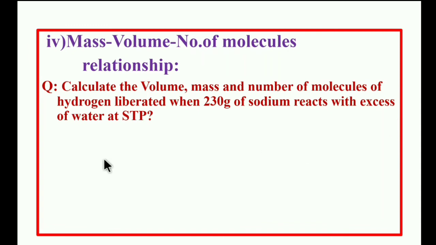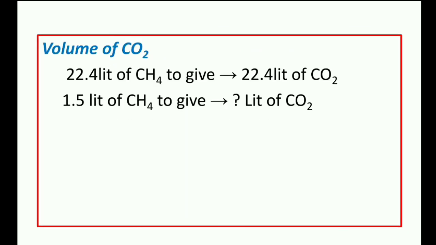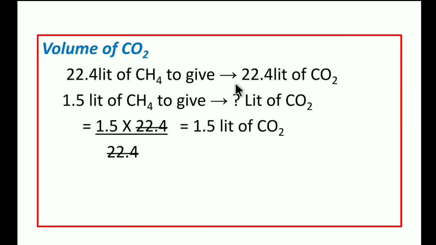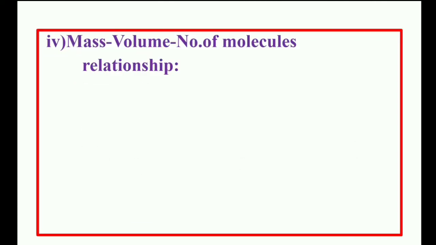And the third one: I calculated the volume of CO2, two problems I have solved here, and you have to find out the third one, that is how much oxygen is required for 1.5 liters. That means 22.4 liters of CH4 gives, so 2 into 22.4 liters of oxygen is required. Then for 1.5 liters, how much is required? Same as usual with the first problem. Then you can try to solve this.